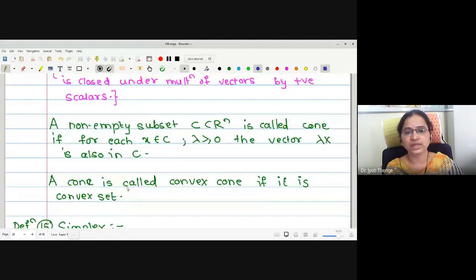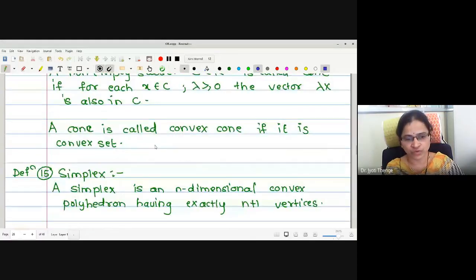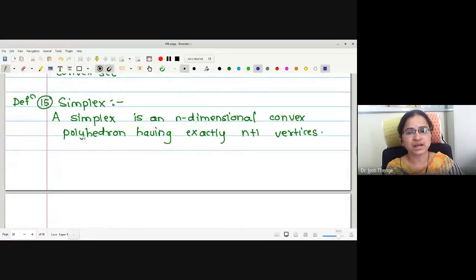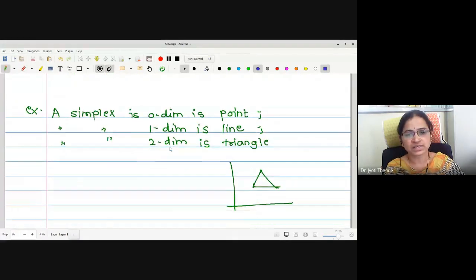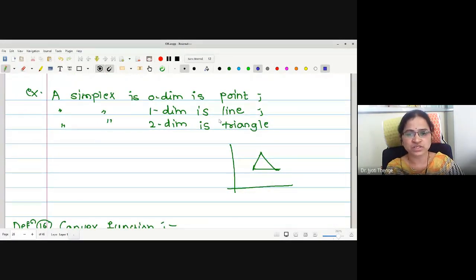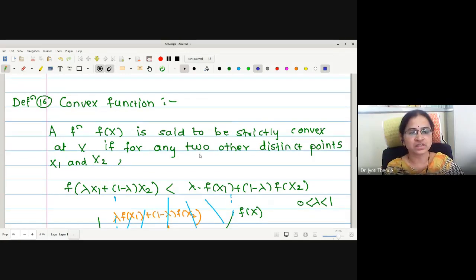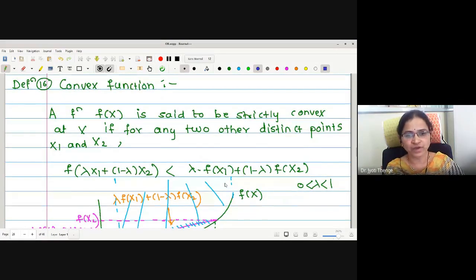Convex cone is a cone which is a convex set. Simplex is an n-dimensional convex polyhedron having n plus 1 vertices. That is, simplex in 0 dimension is a point, in 1 dimension it is a line, in 2 dimensions it is a triangle. Because a point has 1 vertex, in 0 dimension 1 vertex, in 1 dimension 2 vertices, in 2 dimensions 3 vertices. Lastly, we have seen the definition of a convex function.